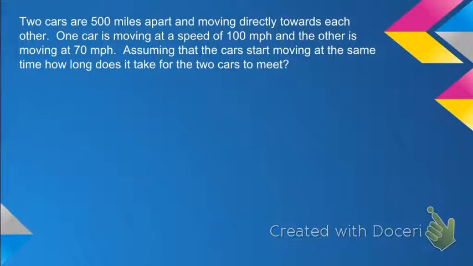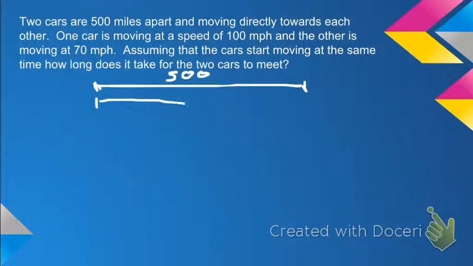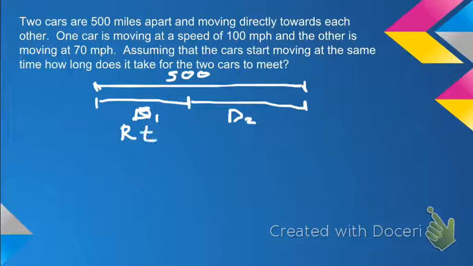So let's draw our picture again. So we have car 1 here, car 2 there, heading towards each other, and they went 500 miles total. The distance of car 1, we can call D1, D is a D, and the distance of car 2 is D2, and we can express those in terms of rate and time, because distance equals rate times time.